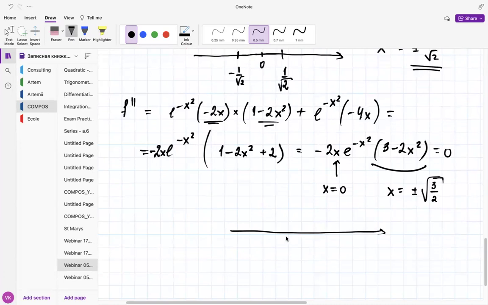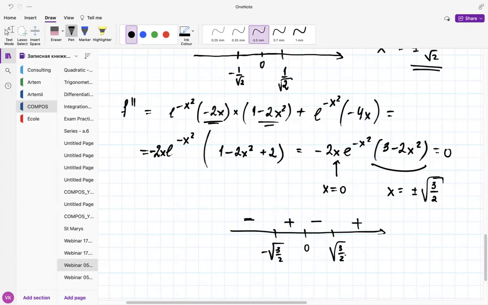What's going on with the concavity of this function? Why do we need those points? Because we need the concavity. So I have 0, square root of 3 over 2, and square root of 3 over 2 with the negative sign. And what do I have here? Plus, right, because this is a negative and this is a negative. Then minus, then plus, and then minus again.